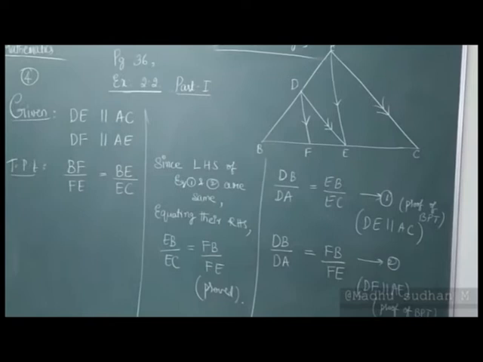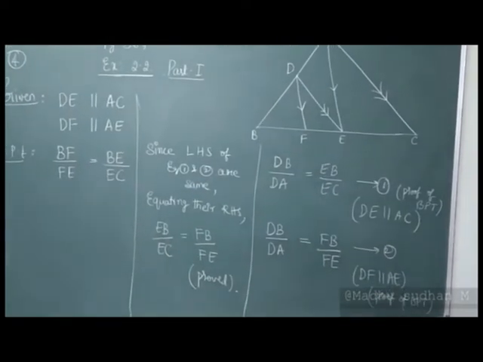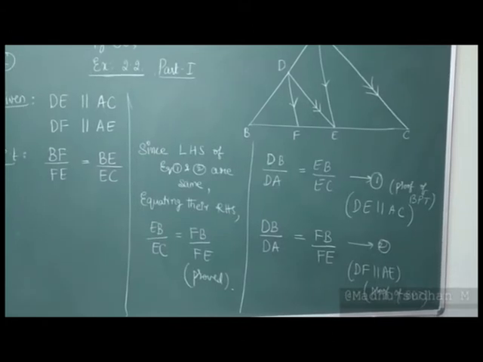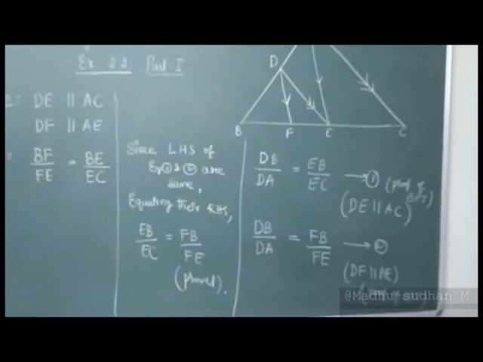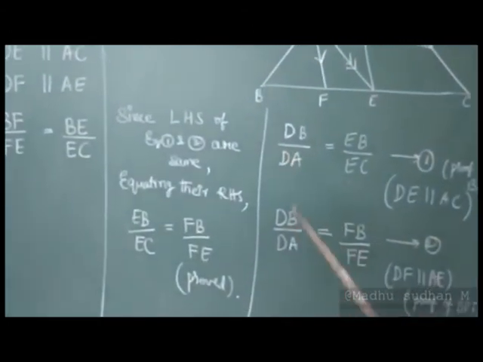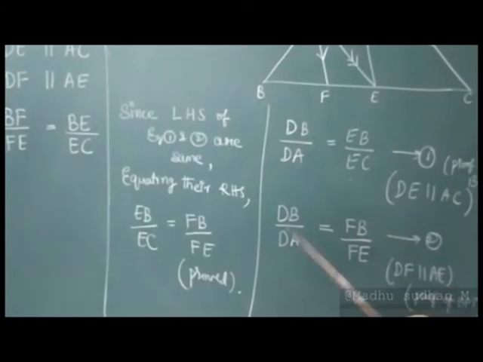So now we can conclude this part. Equations 1 and 2 are clearly visible, children. Now if you clearly observe, you can find that the LHS part of these two equations is the same, DB by DA and DB by DA.